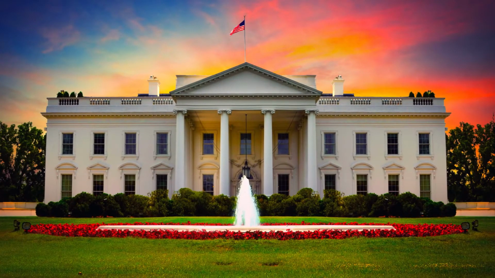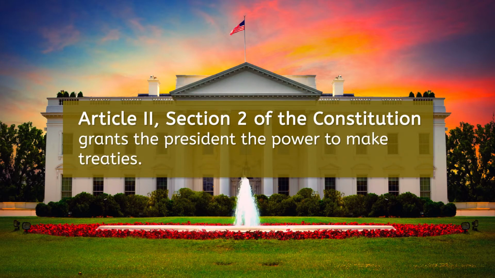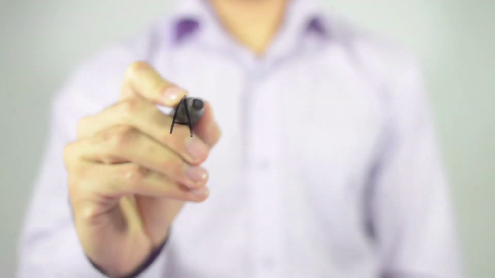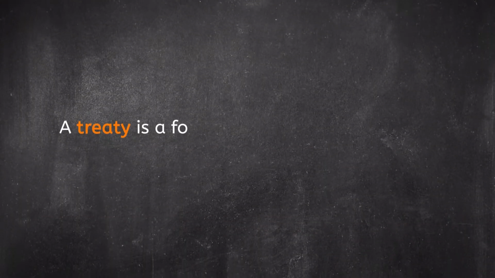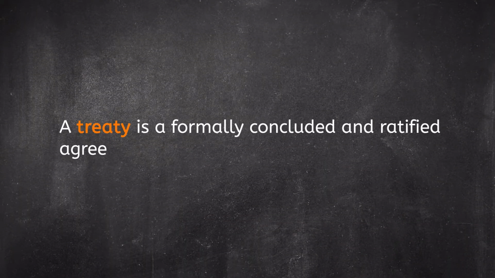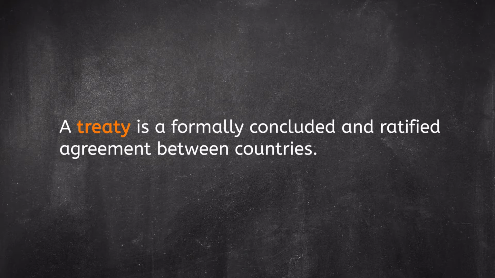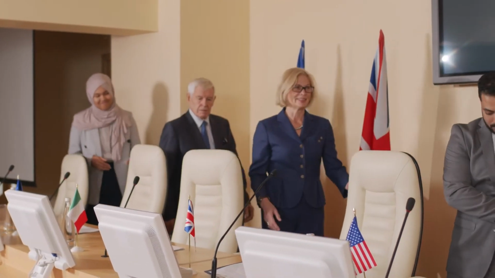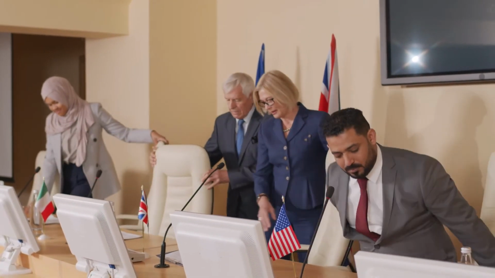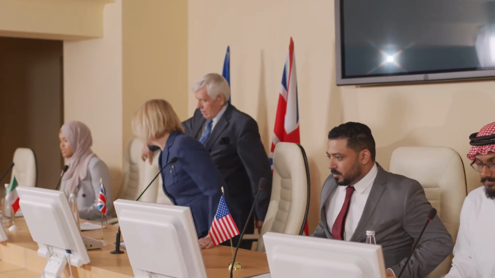Beyond these significant diplomatic powers, Article 2, Section 2 of the Constitution grants the president the power to make treaties. Never heard of those? Word alert! A treaty is a formally concluded and ratified agreement between countries. These must be ratified by the Senate. Now, the power to make an agreement between countries could radically affect what happens in the world and here at home. I hope you have a lot of well-qualified connections.